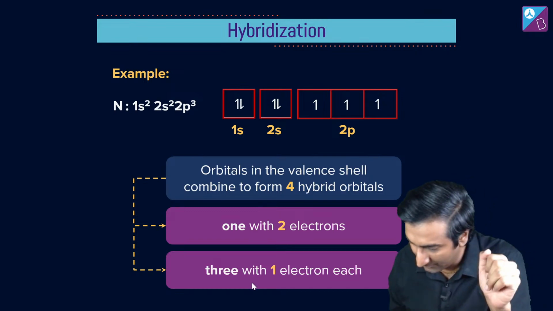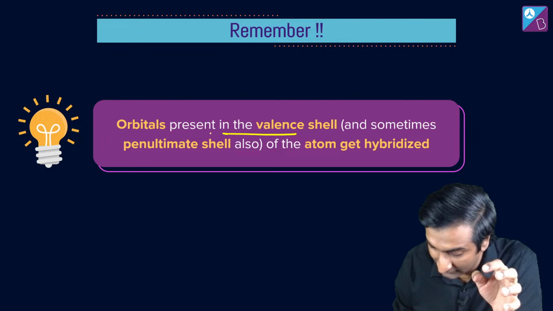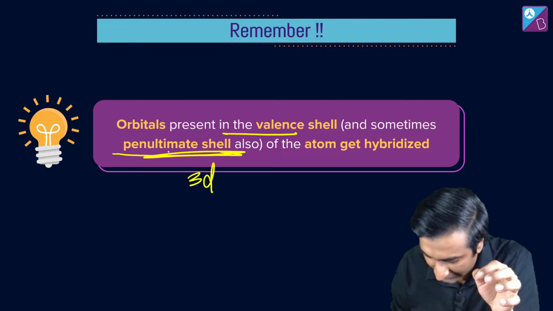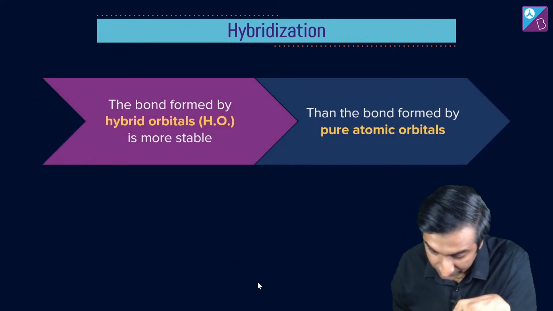Yeah. This is again a bit of a repetition, so I'm going to quickly move on. Yeah, this is summarizing everything we have done so far. Orbitals present in the valence shell and the penultimate shell, मतलब कि जो 3D है, right? Say 4s and 3D can also combine. ये हम लोग देखेंगे later on.